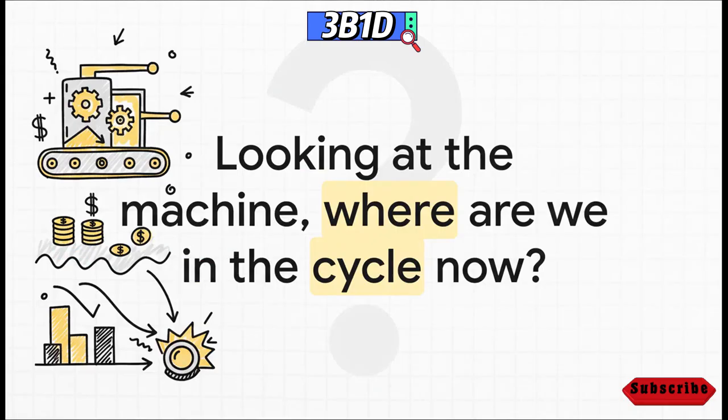Ultimately, this framework isn't about perfectly predicting the future. It's about having a map to understand the present and see the forces at play, which, of course, leaves us with one final, pretty provocative question to think about. Looking at this machine, where do you think we are in the cycle right now?